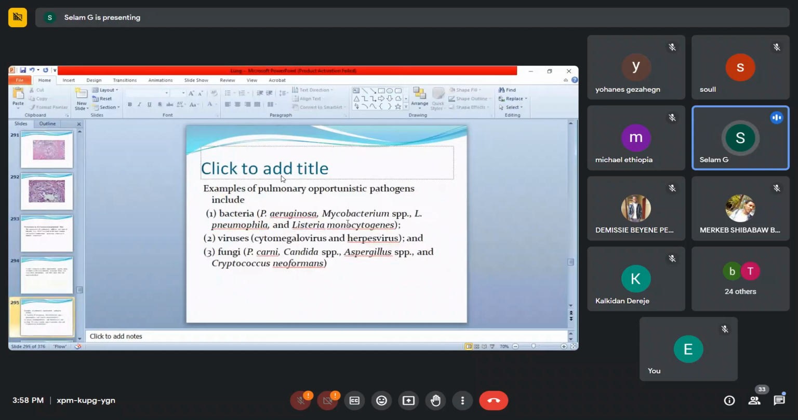Examples of pulmonary opportunistic pathogens include Pseudomonas, Mycobacterium species, Legionella pneumophila, and Listeria monocytogenes. Viruses like CMV and herpes viruses, and fungi like Pneumocystis, Candida, Aspergillus, and Cryptococcus neoformans, are all more severe in immunocompromised patients than immunocompetent patients.